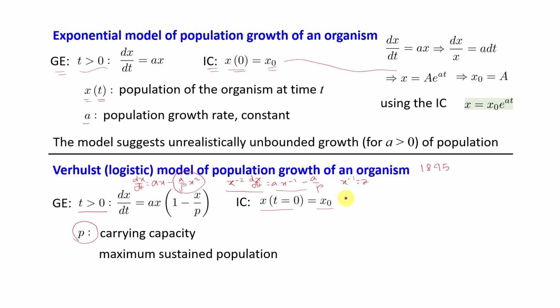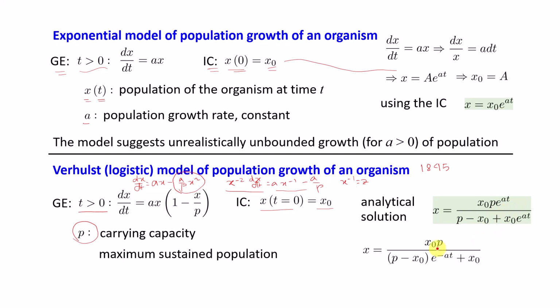You can go back to that lecture if you don't remember how we solved it. But this analytical solution is important in this case, so try doing it. If we go through the analytical solution, we get x equals x naught p e to the power at divided by p minus x naught plus x naught e to the power at. If I divide both top and bottom by e to the power at, the expression turns out to be x naught p divided by p minus x naught e to the power negative at plus x naught.